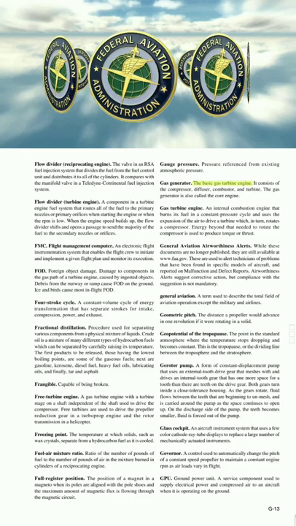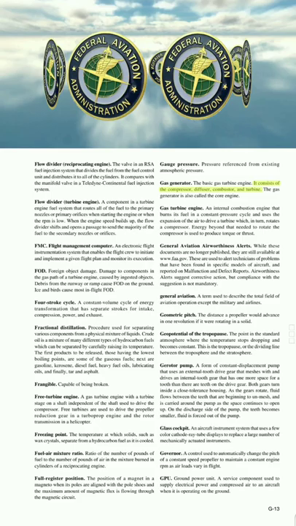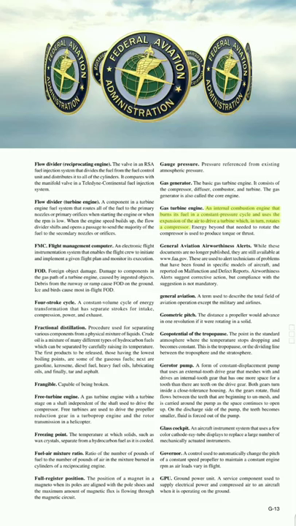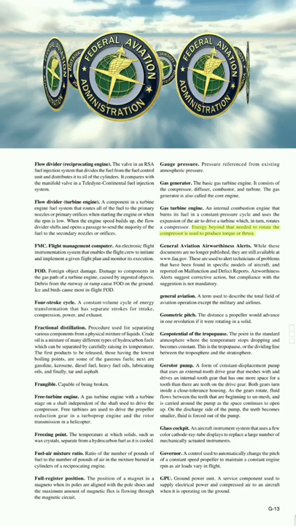It consists of the compressor, diffuser, combustor, and turbine. The gas generator is also called the core engine. Gas turbine engine. An internal combustion engine that burns its fuel in a constant pressure cycle and uses the expansion of the air to drive a turbine which, in turn, rotates a compressor. Energy beyond that needed to rotate the compressor is used to produce torque or thrust.